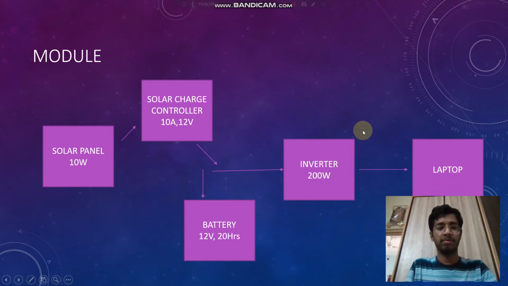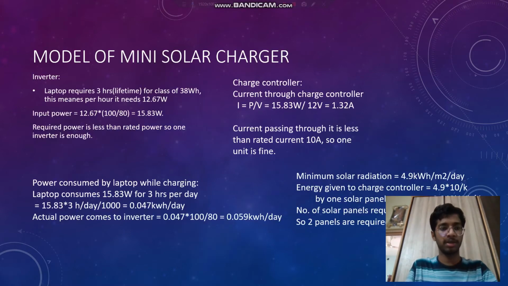So we know what type of components we require, and let's calculate how many components of each type are required. First let's calculate the inverter. My laptop requires 3 hours of charging. It requires 38 watt-hours, so per hour it requires 12.67 watts. So the input power should be 15.83 watts because the inverter has an efficiency of 80%. The required power is less than the rated power, so one inverter is enough.